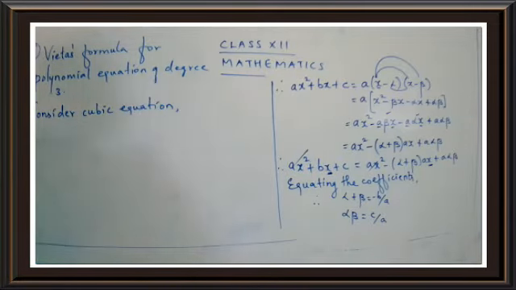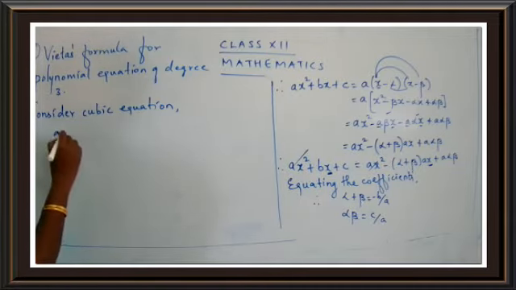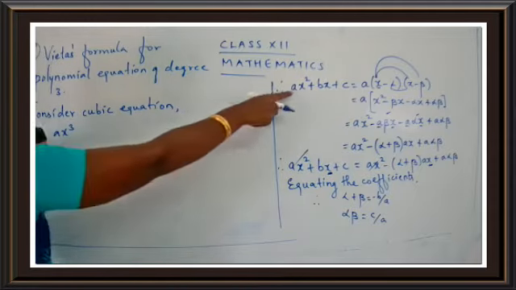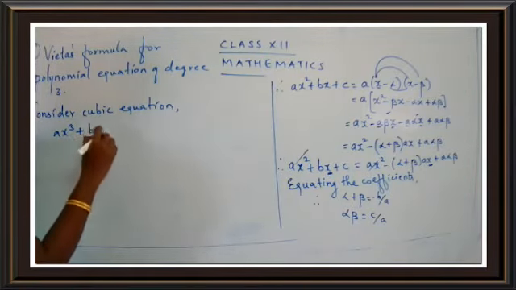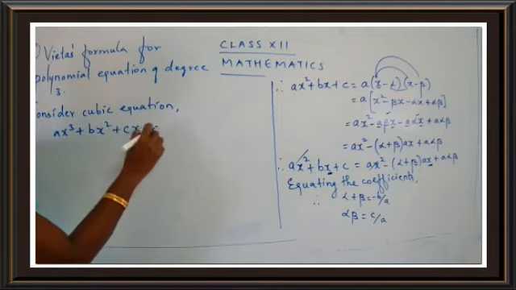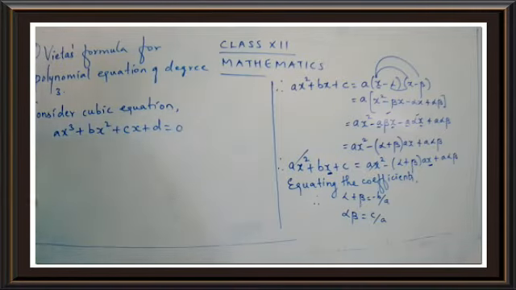For degree 2, we considered a quadratic equation. So what will be the equation here? Ax cube. Very simple thing. Just go on increasing the power. That's ax cube plus bx square plus cx plus d is equal to 0. So this is the cubic equation: ax cube plus bx square plus cx plus d is equal to 0.